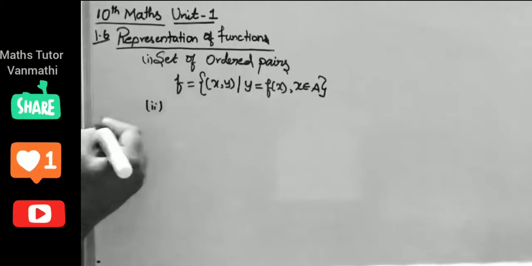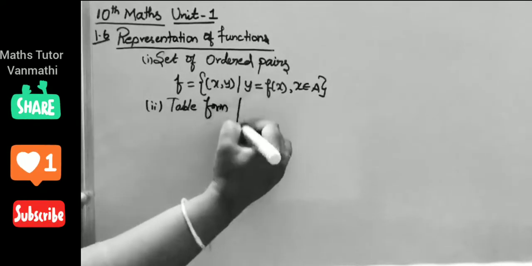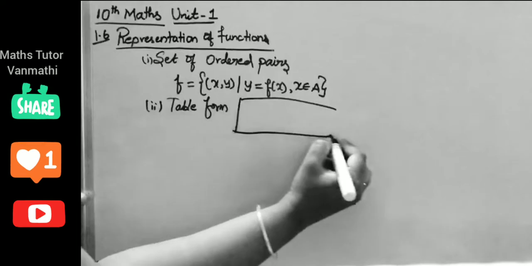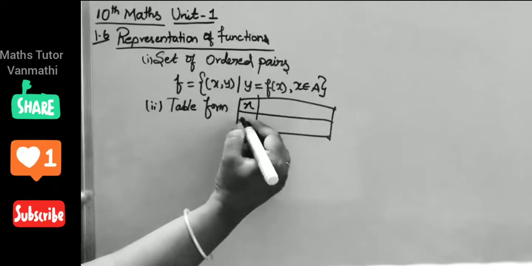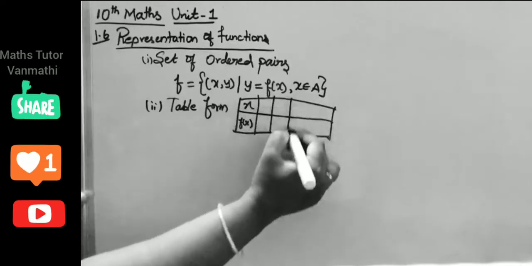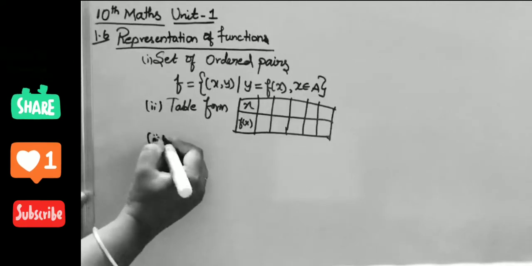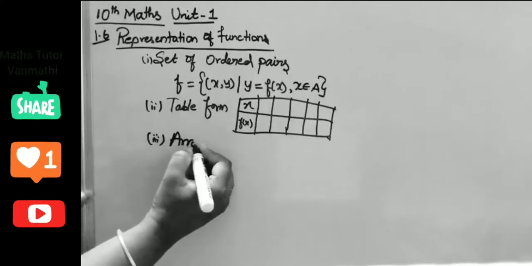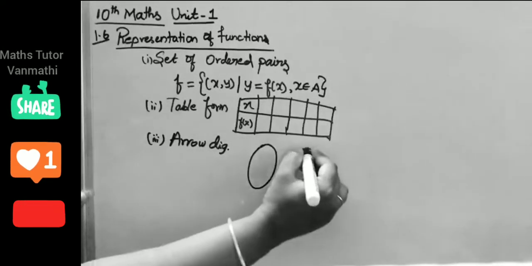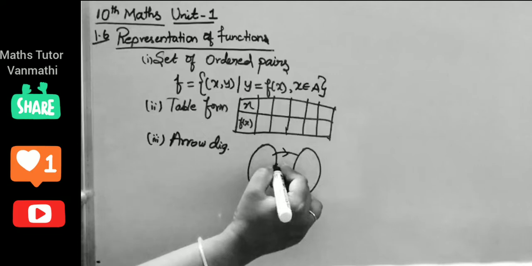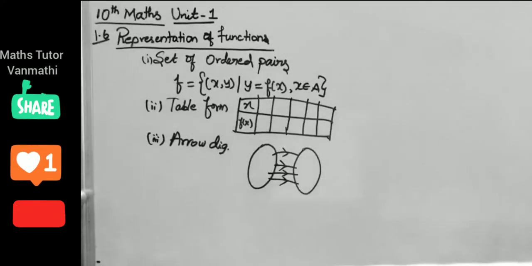Next is the table form. In a table we are going to represent the functions. This is your x and this is your f of x, and we represent them like this in a table. Third one is the arrow diagram. Already we have seen many times what an arrow diagram is. We take two sets and map the elements from one set to another set. This is your arrow diagram.